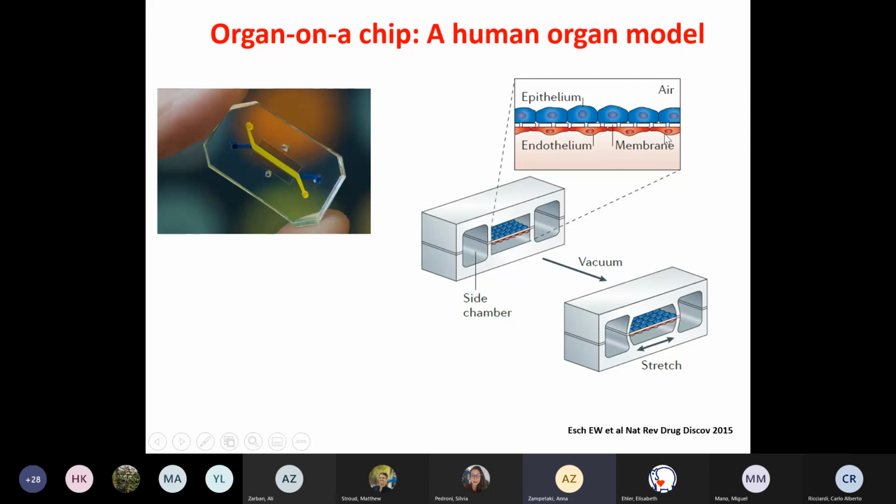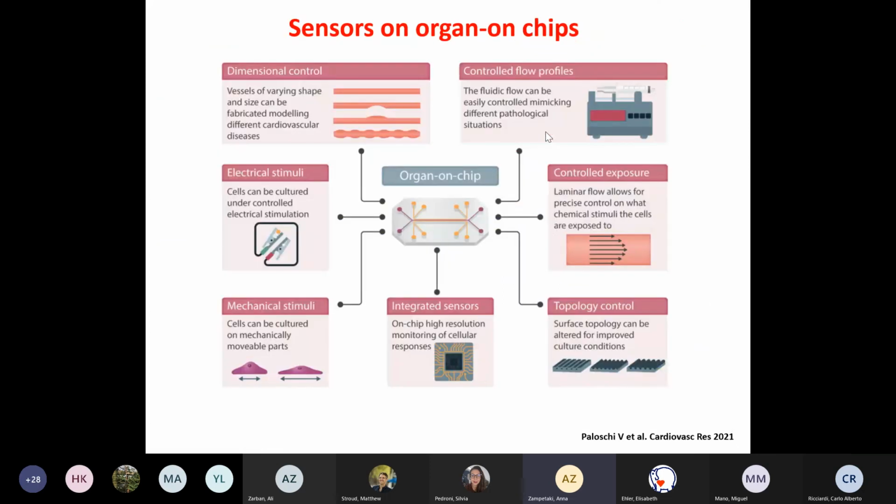On one chamber, you have endothelial cells, and in the other, you have epithelium of the tissue that you want to target. In between, you have a membrane that also has pores, and it can be stretchable. And the whole system can really be very closely monitored.